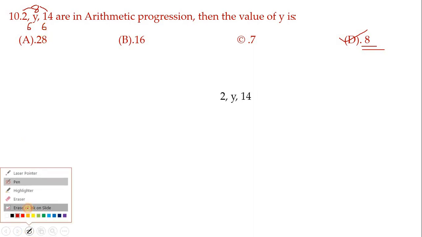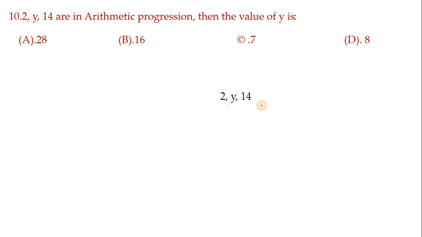This is mind working. If you want to do it, see here, these are the terms. We have to find D value generally. You know how to find D value. See, y minus 2 means in second term subtracting the first term, and here in third term subtracting the second term. So I have got 14 minus y, and these two values will be same itself. Why? Because the difference is constant, hence write these two are equal like this. y minus 2 equals to 14 minus y.